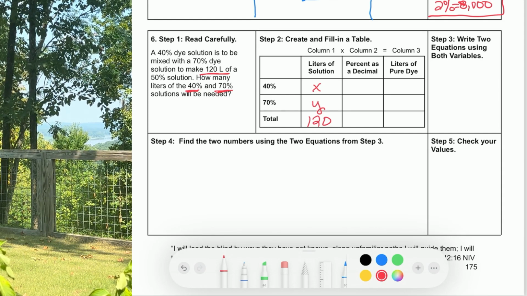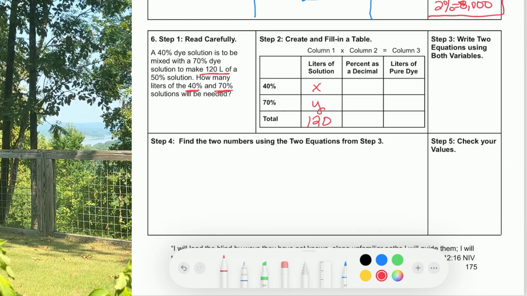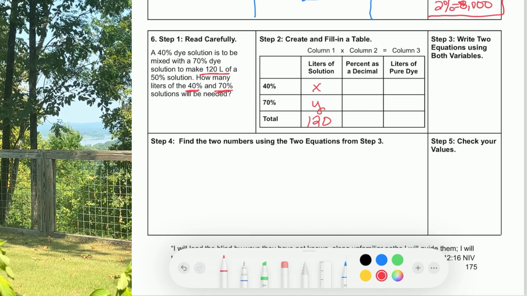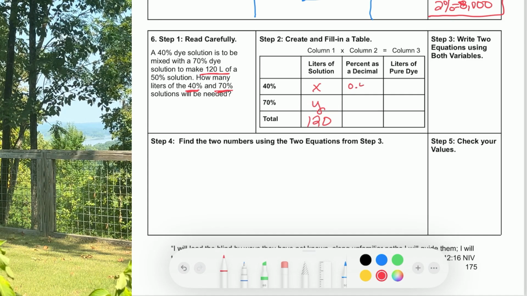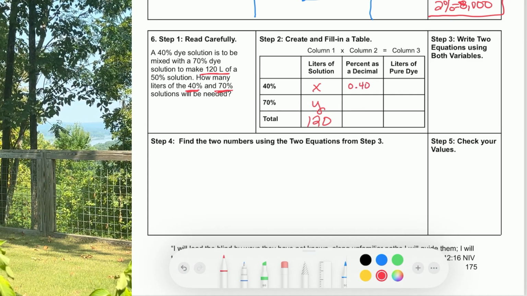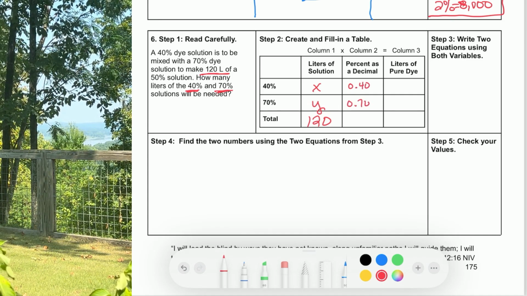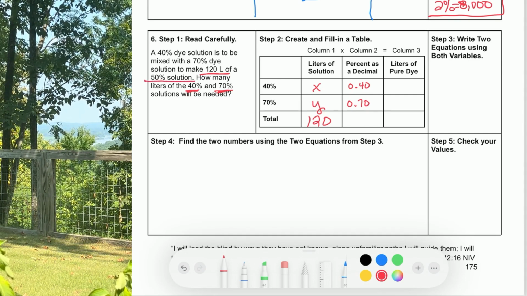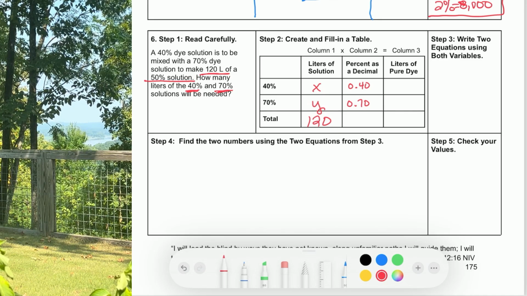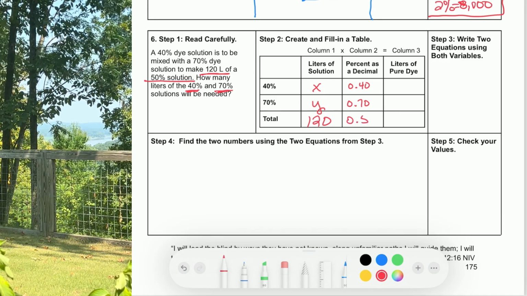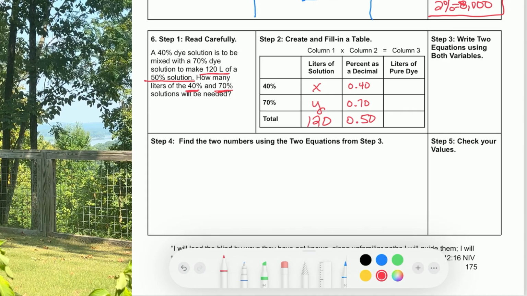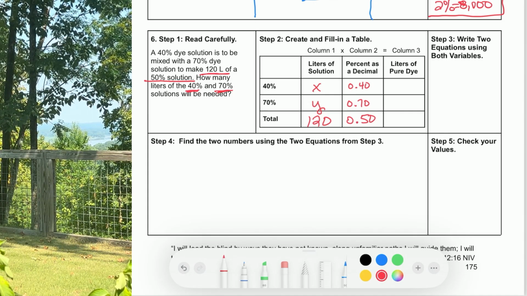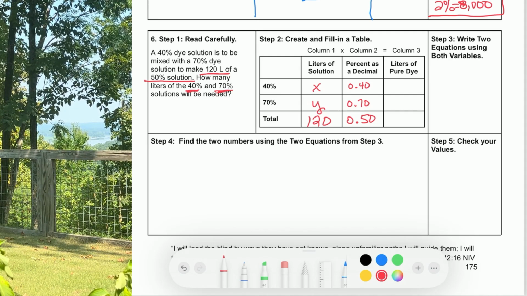All right, now what we need to do is take our percentages and turn them into decimals so that we can actually use them. So that 40% is going to become 0.40, and our 70% becomes 0.70. And they want us to make a 50% solution here, so that's what's going to go in this box, 0.50, when we turn that into a decimal.